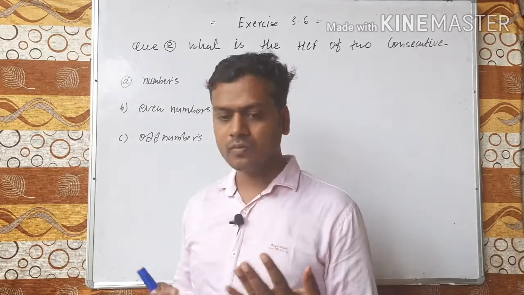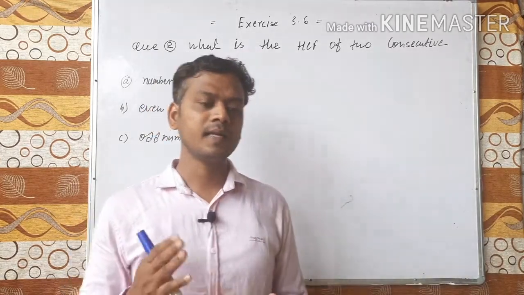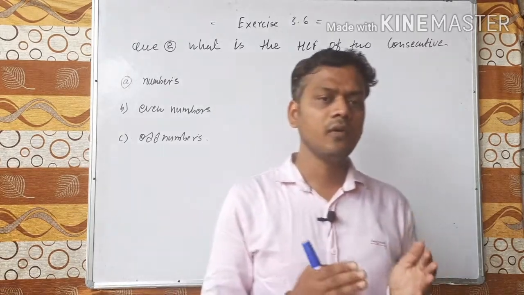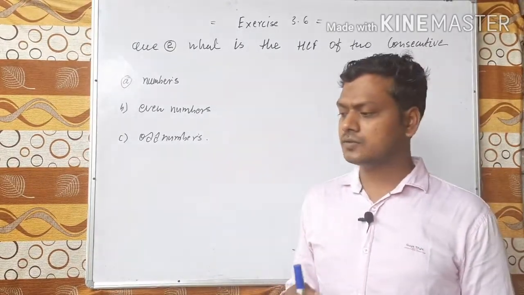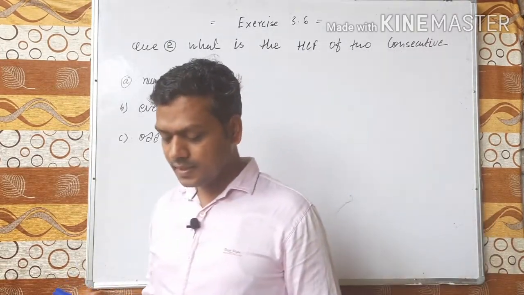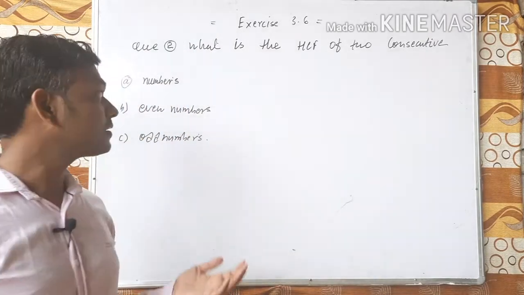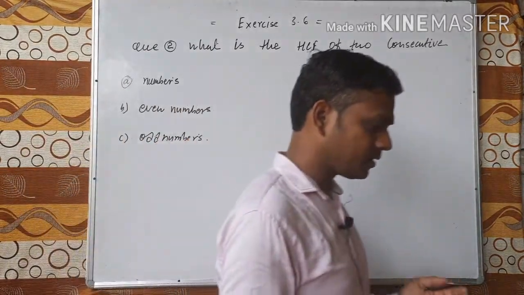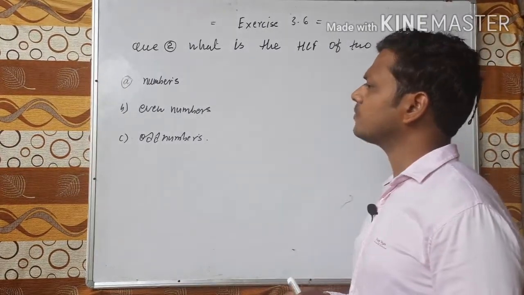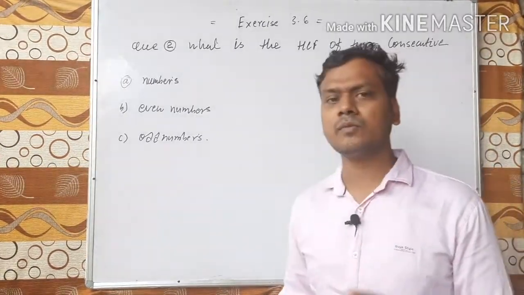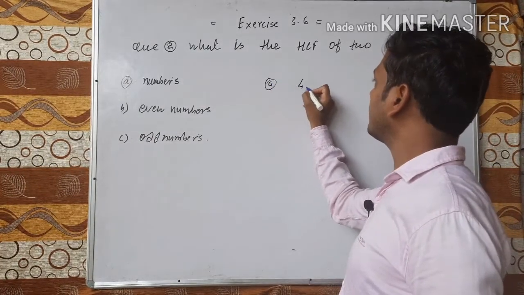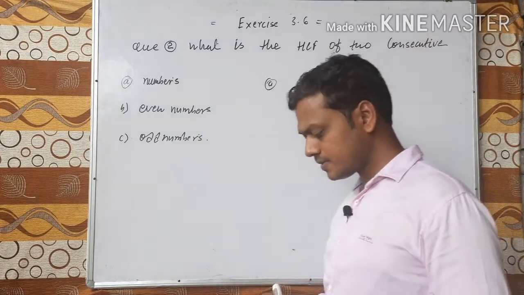Suppose 2, then 3. After 2, what do we get? We get 3. So we can say 2 and 3 are consecutive numbers. 4, 5. Okay, so what are consecutive numbers? Then you can easily and correctly find the answer of the given problem, and so we can move to the first calculation: we have to calculate the HCF of two consecutive numbers. Okay, for example, 4 and 5 are two consecutive numbers.